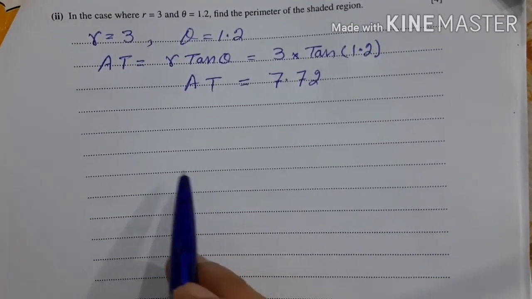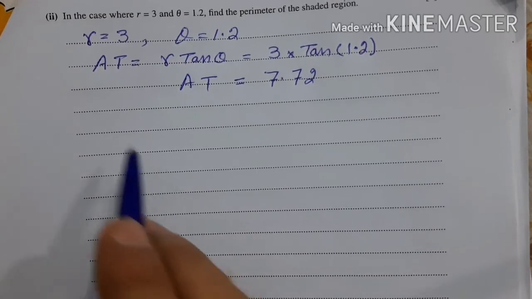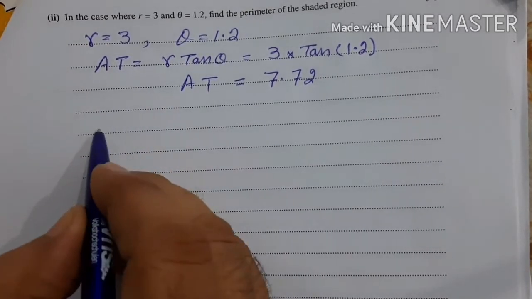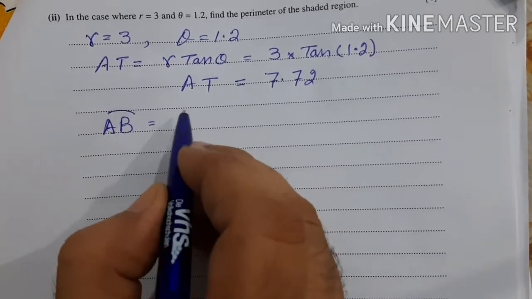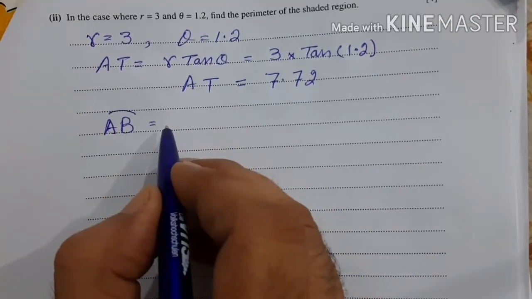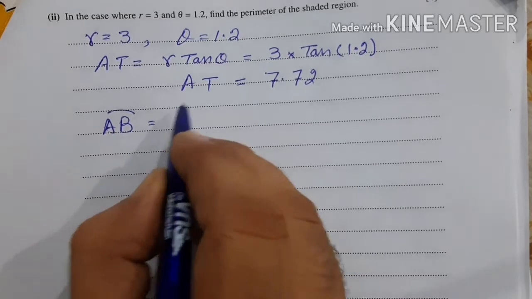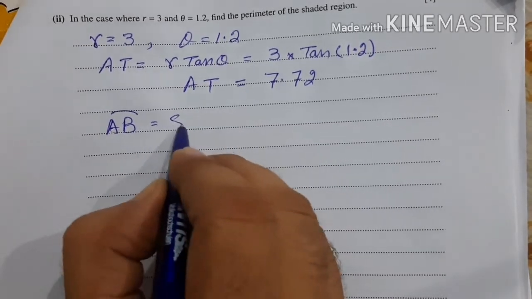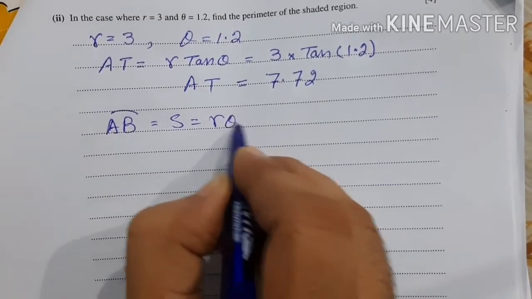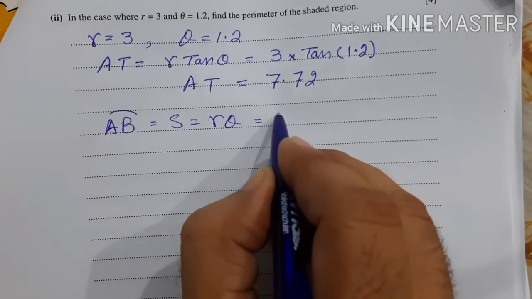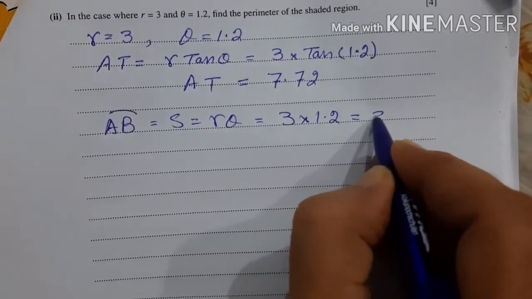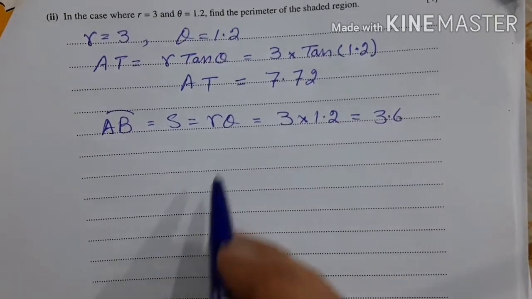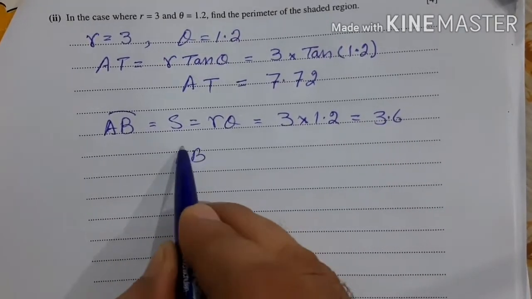Now the second, that is the arc AB. The formula for the arc length is S is equal to R theta. So R is 3, theta is 1.2, which gives 3.6. This is the value of AB.